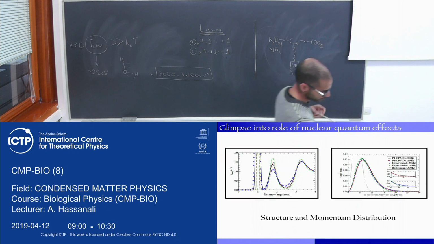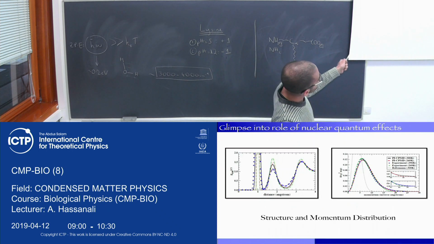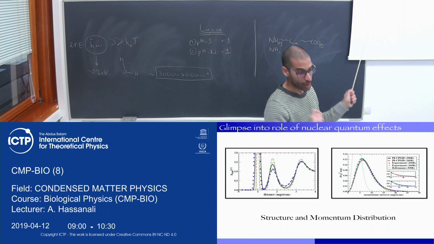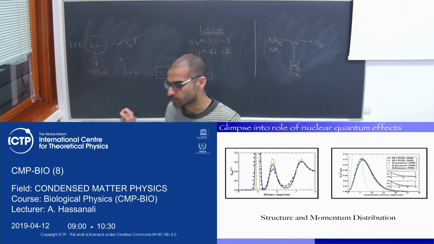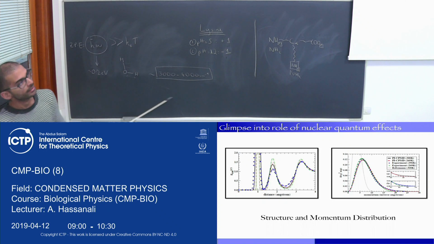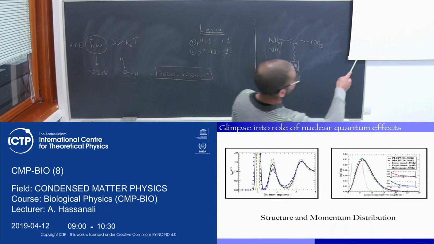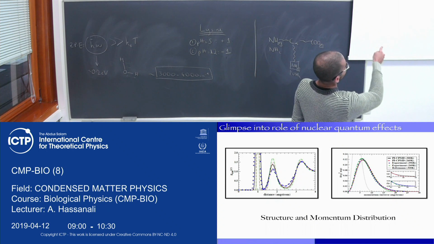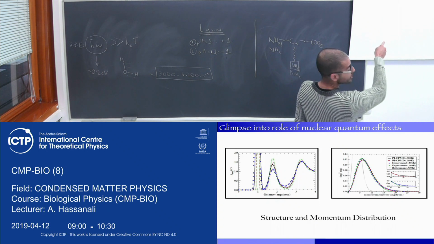So this is the pair correlation function between O and H. I sit on O and I ask, what is the probability of finding an H near me? And overlapped here are experiments, classical models, and then quantum models.